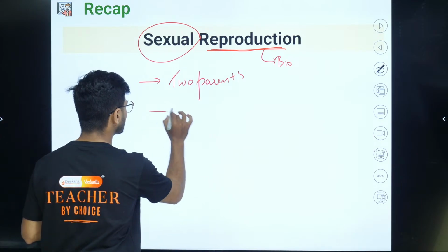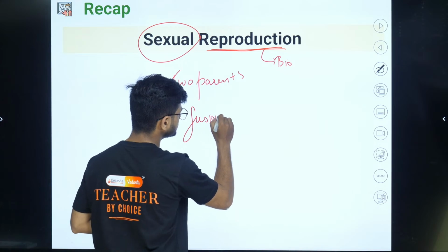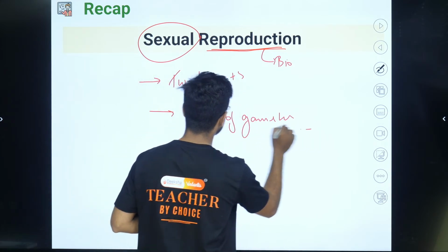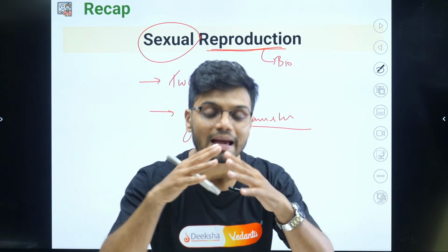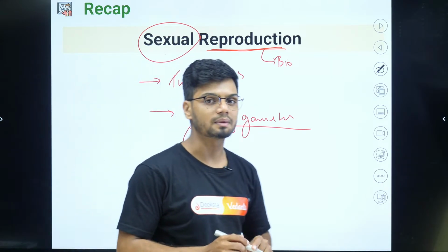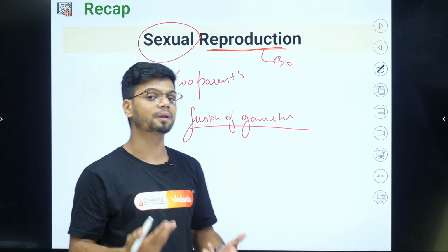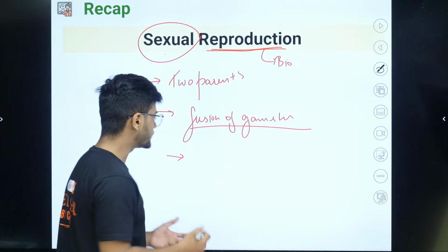Second point: there is fusion of gametes, that is, male gamete and female gamete. The fusion of gametes takes place in sexual reproduction. Third point: the offspring. The offspring, the child, is born.